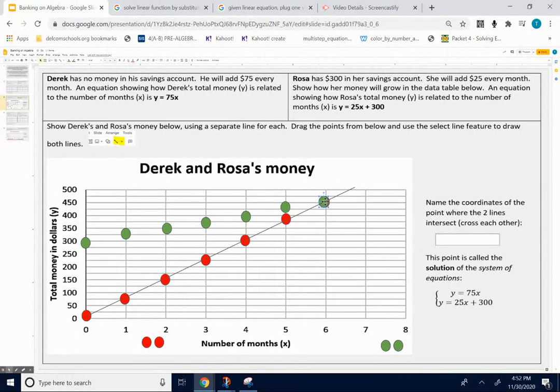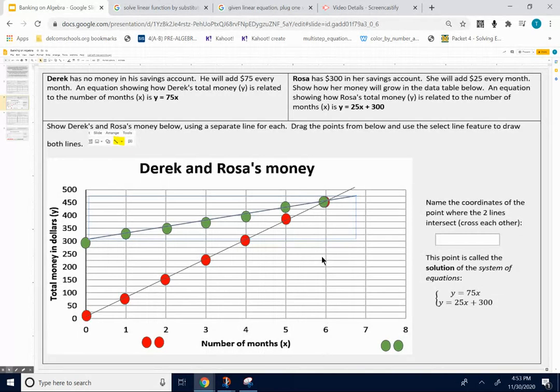The 2 lines cross. I'm going to draw the line through the green, which is Rosa. My 2 lines will cross over. They will intersect at this point right here. Look at the x-coordinate. The x-coordinate is 6 months. The y-coordinate of this point, see that's right above 6.